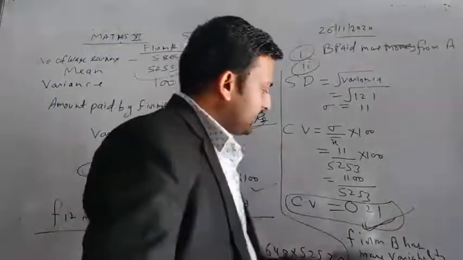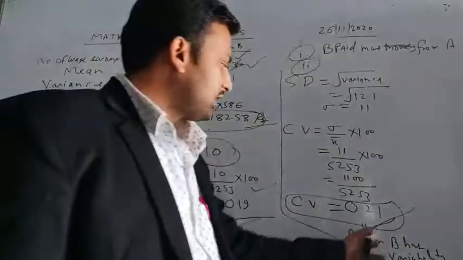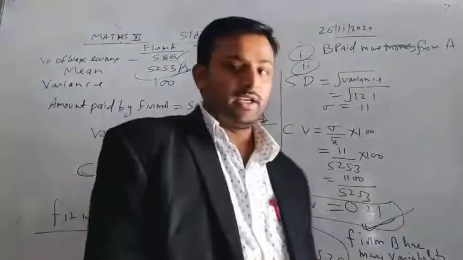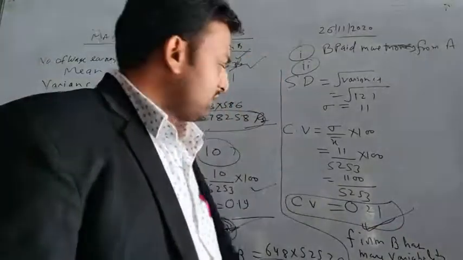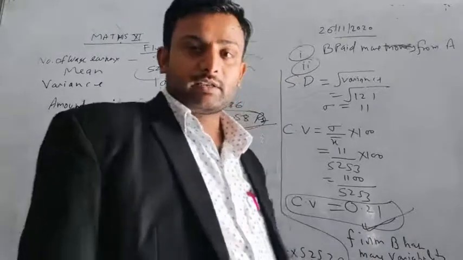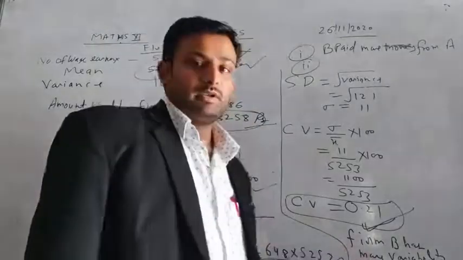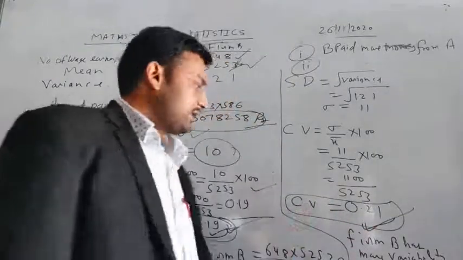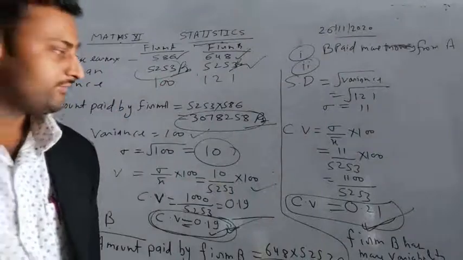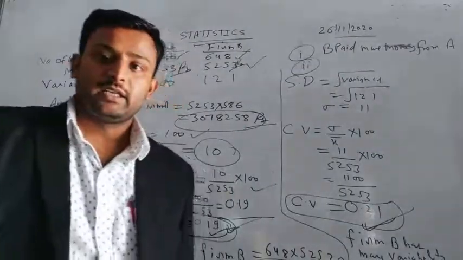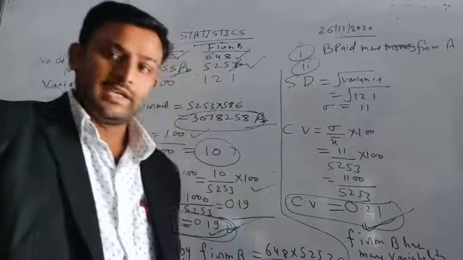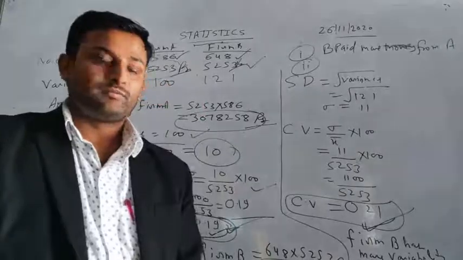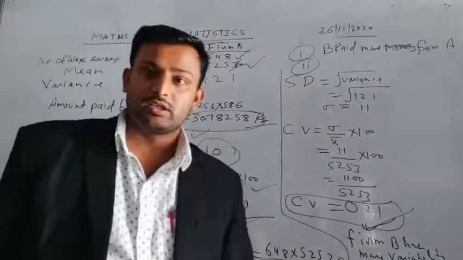Now from here we are saying that the coefficient of variation for firm A is less than the coefficient of variation for firm B, which is greater. So if the coefficient of variation is greater in B, then there will be greater variability in firm B and less variability in firm A. So from the above result we can say that firm B has greater variability in comparison to firm A. Okay, now this was the answer of both parts of your question. Okay, I hope you understand. Thank you.